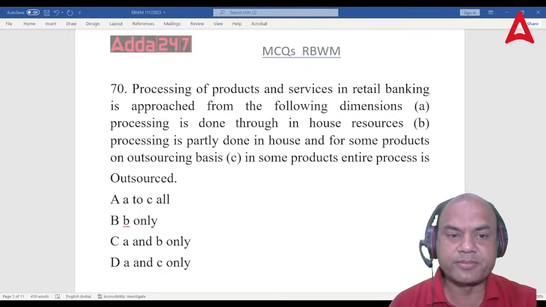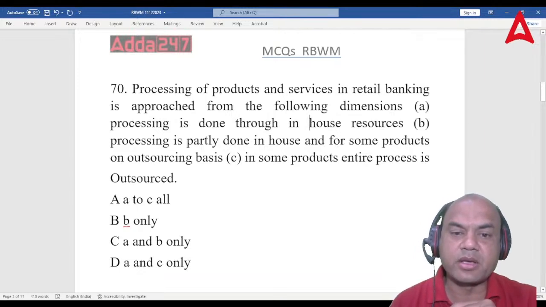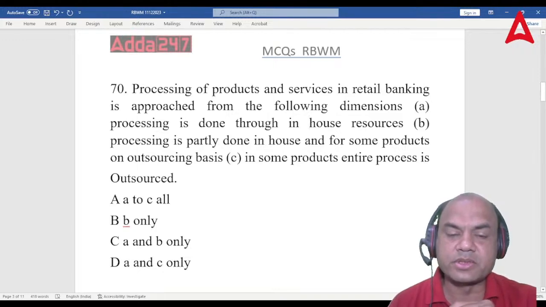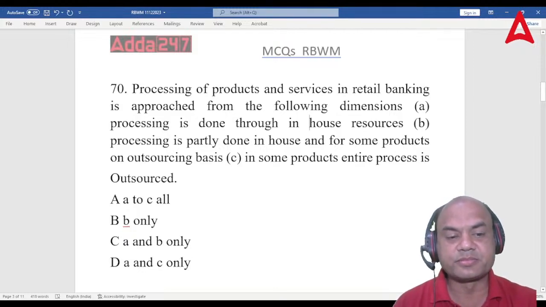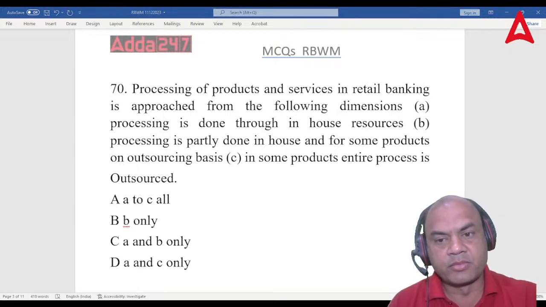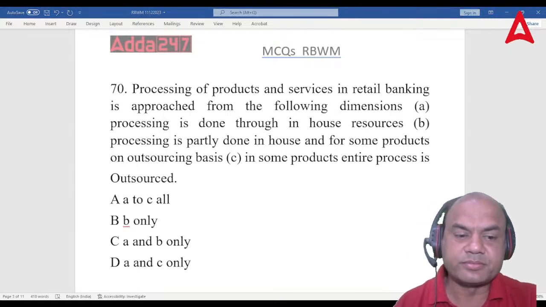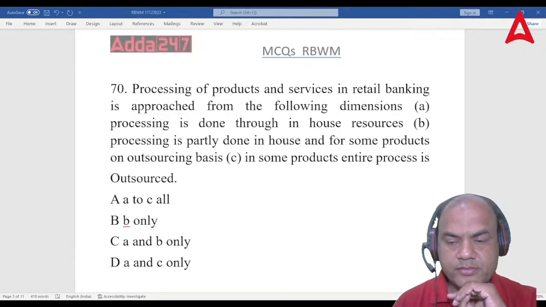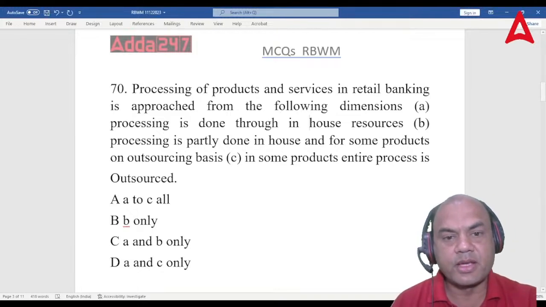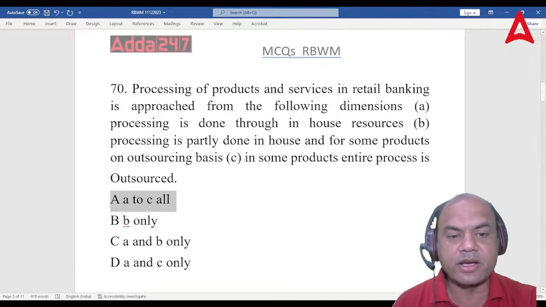Think. Is it A to C all? Means some completely in-house, some outsourced, some in-house and completely outsourced. Is it something like that? Or only B? Many of you are thinking B is the answer. What do you think? The answer is A to C all. This is the answer, right?